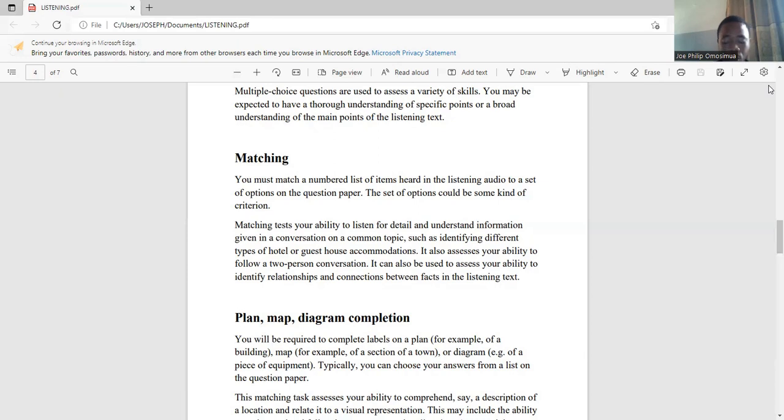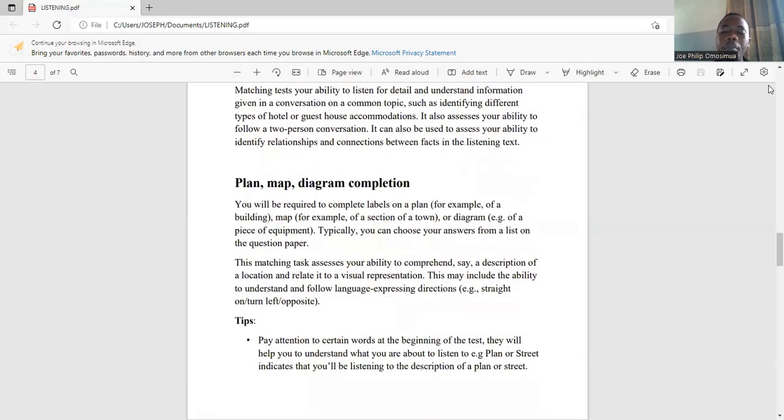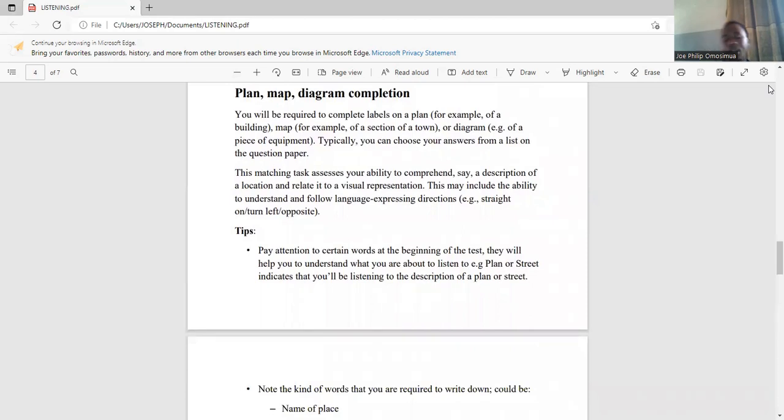Then the next question type is the plan, map, or diagram completion. This question type happens to be the most difficult question in the listening tests. Let me explain. This is where a lot of people usually get confused in the listening test. I think I have a sample of the listening test here, of this kind of question. Before we move on, let me quickly show us a sample.